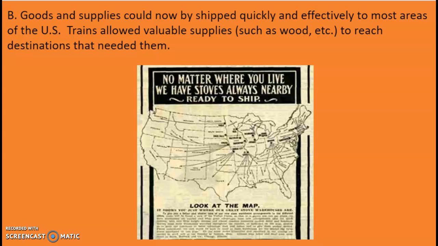Goods and supplies could now be shipped quickly. We talked about this before, where areas in the United States that didn't necessarily have access to things, because of the railroad, they were able to get access to things. People could bring wood from the east and bring it to the Great Plains. If you wanted peaches from Georgia, you could eat peaches from Georgia in Kansas. If you wanted textiles from New York, you could get the textiles from New York in the Midwest or even all the way out to California. Because of railroads, transportation like this was possible and goods were able to be shipped from place to place.